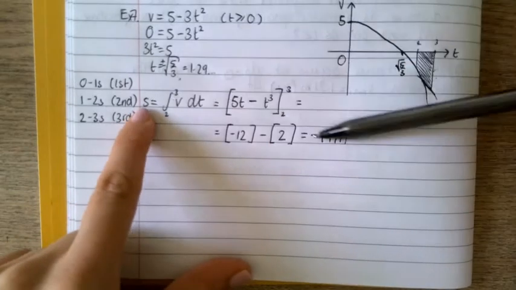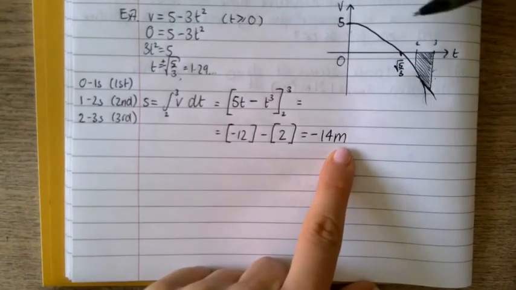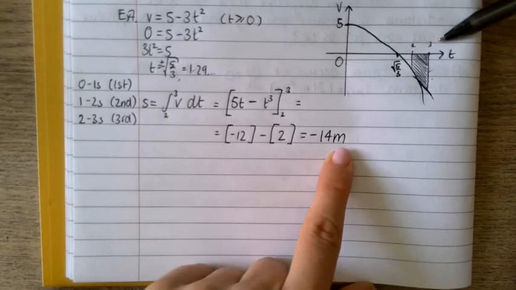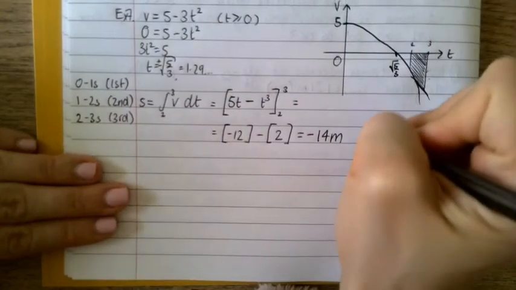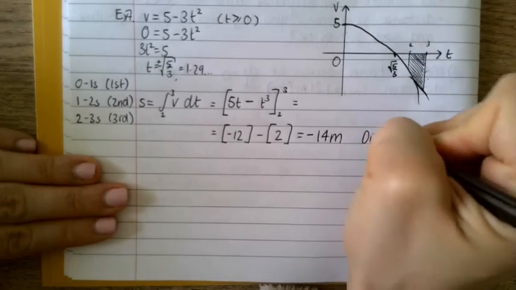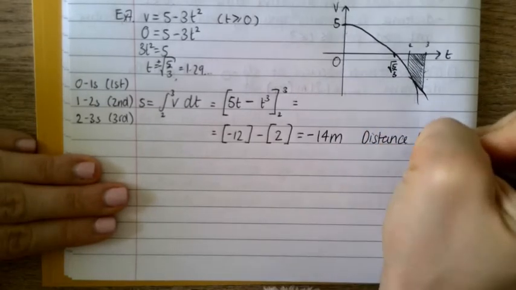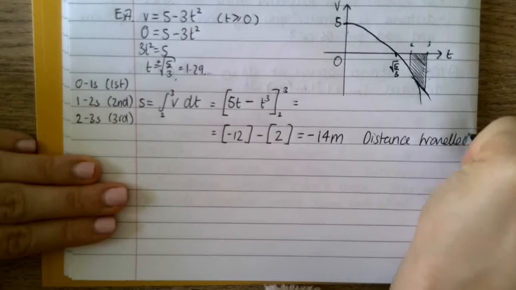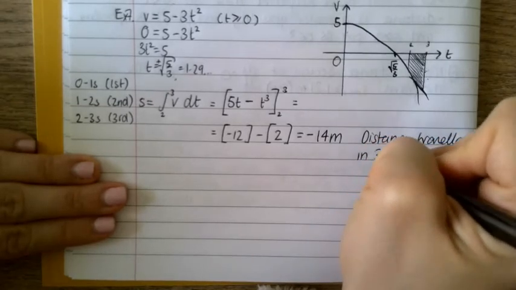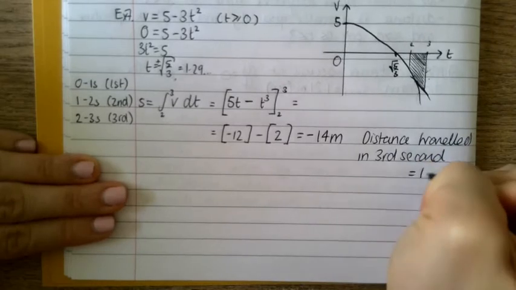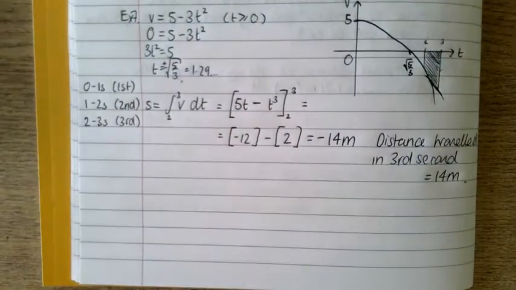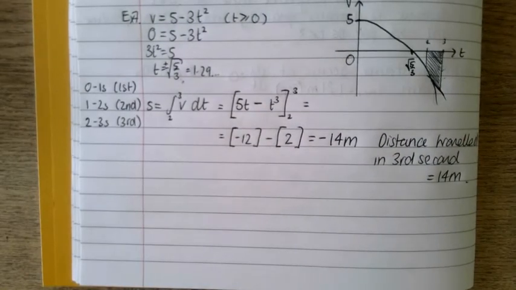So the displacement of the particle between 2 and 3 seconds is negative 14 meters, but the distance travelled will be a scalar quantity, will be positive. So the distance travelled in the 3rd second equals 14 meters. So that's how you answer this question.